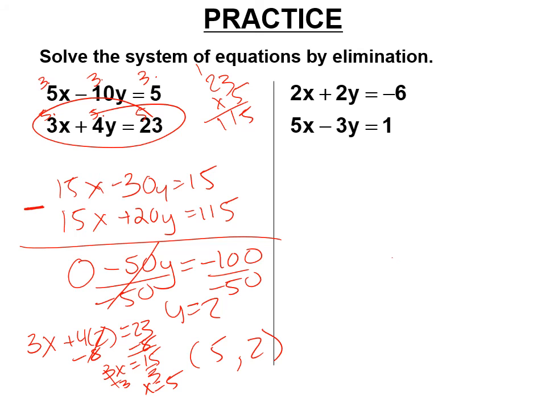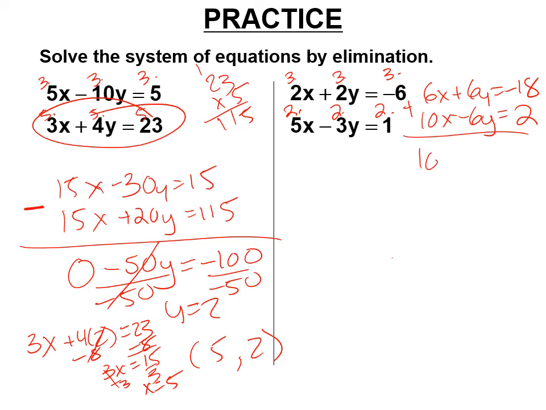All right, since I eliminated x in the last one, I'm going to eliminate y here. And so I'm going to multiply the top one by 3 and the bottom one by 2. I could have multiplied by 5 and 2. So I'm going to get what? I'm going to get 6x plus 6y equals negative 18. Then I'm going to get 10x minus 6y equals 2. I'm going to add the two together. 16x plus 0 equals negative 16. Divide by 16. And x equals negative 1.